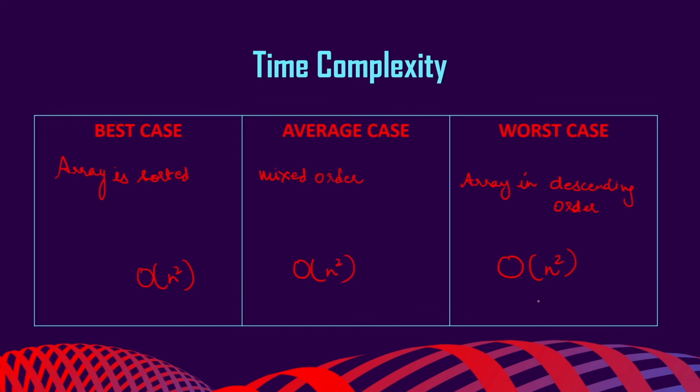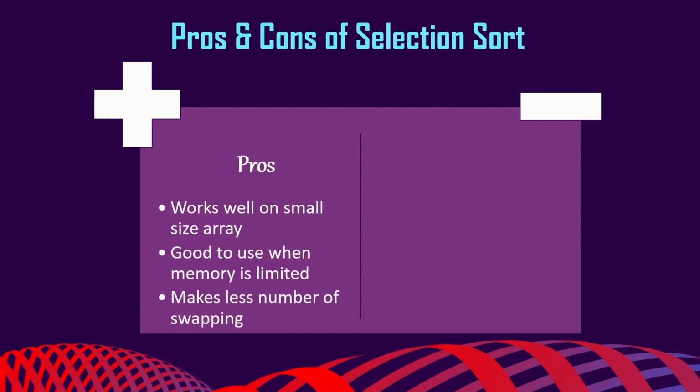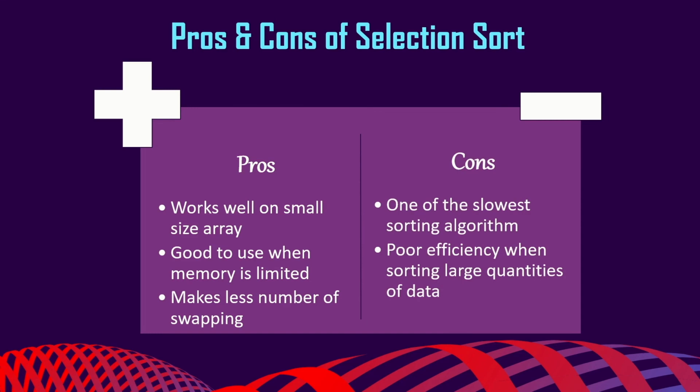In every step, we have to find the smallest element, which is not possible until we reach the end of the array. So that's the reason for all these cases, the time complexity remains the same. So let's see some pros and cons of the selection sort algorithm. This algorithm works well on small sized arrays. It is good to use when memory is limited, and this algorithm, as we have already seen, is making very few swaps. The con of the selection sort algorithm is that it is one of the slowest sorting algorithms. It has poor efficiency when it comes to sorting large quantities of data.